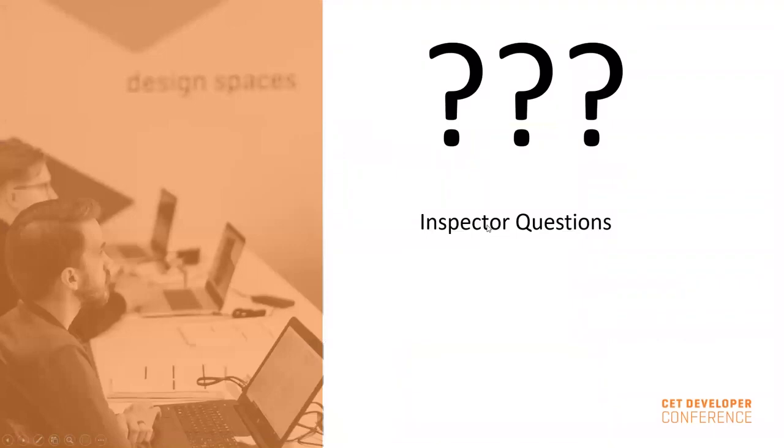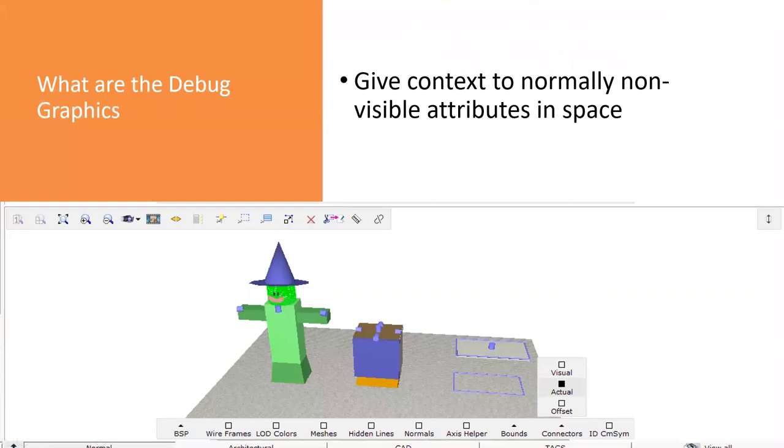So with that, I'll have another time for questions at the end if something pops into your head. But I'll be moving on to the debug graphics toolbar and debug graphics in general. So first off, what are the debug graphics? These are things that will help you debug, and they'll give context to a normally non-visible attribute in space.